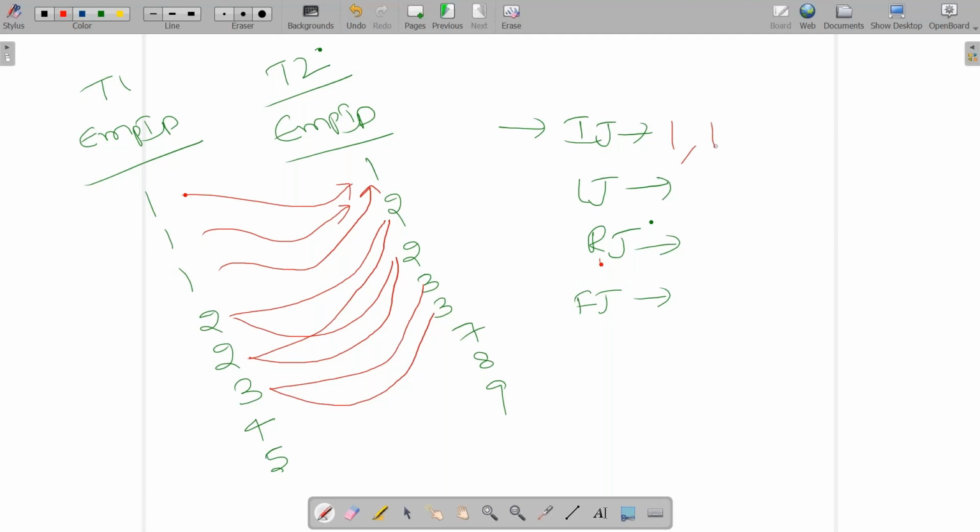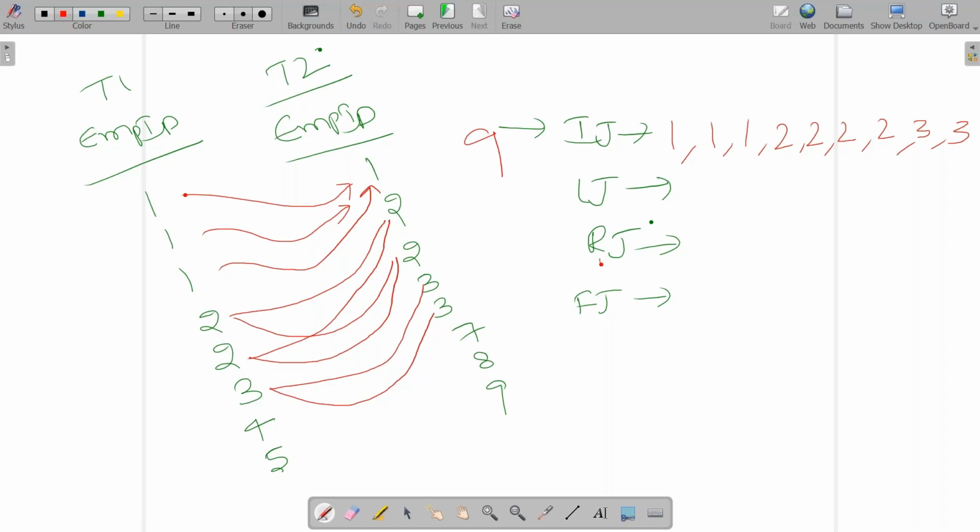1, 1, 1, 2, 2, 2, 2. Next 3, 3. Total how many records here? 3 plus 4, 7 plus 2, 9. 9 is correct. Someone told 9. 9 is correct. Next, left join.